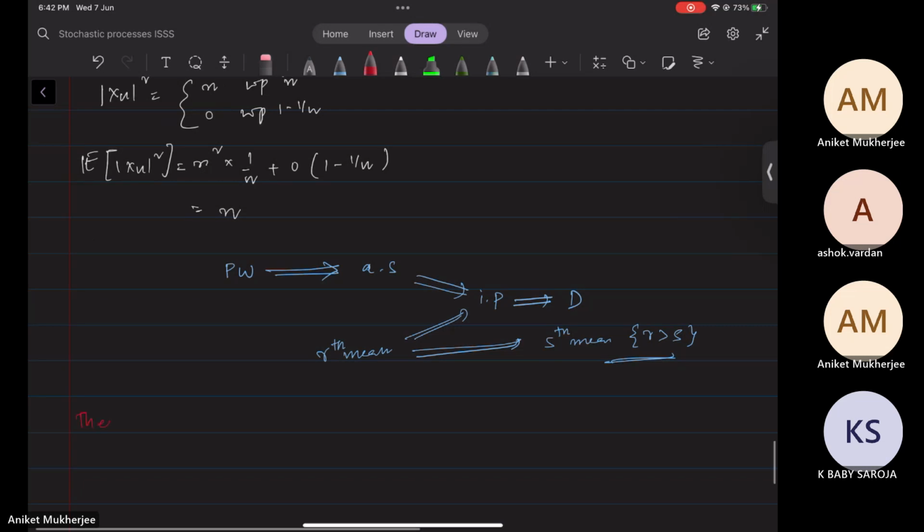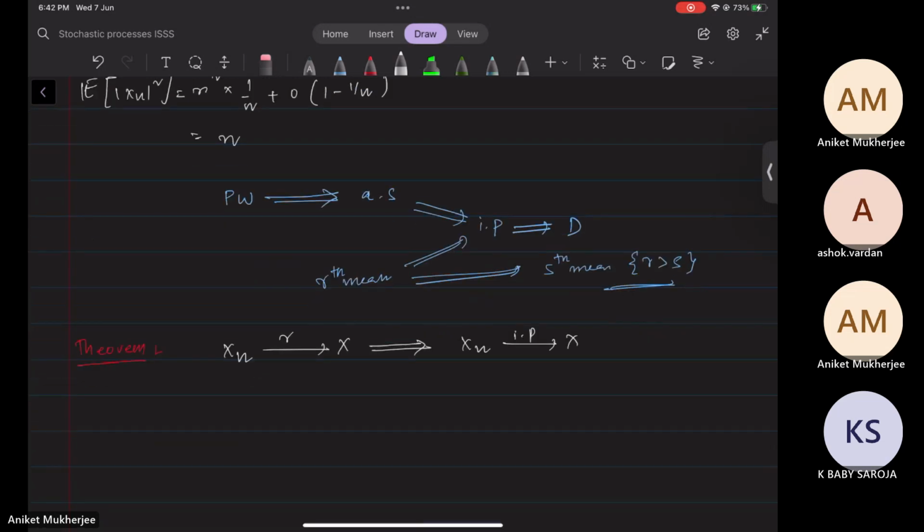Okay, so first theorem of today's class. We'll prove that if you have a sequence of random variables which converges in the rth mean to x, this implies xn converges in probability to x. To show convergence in probability, what you need to show is limit n tends to infinity of probability of mod xn minus x greater than epsilon. This should go to 0, right?